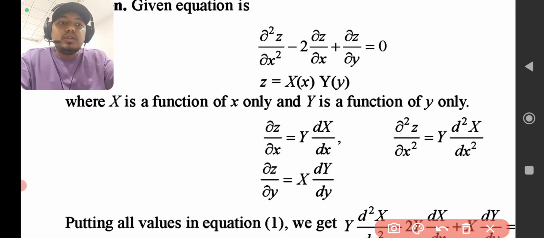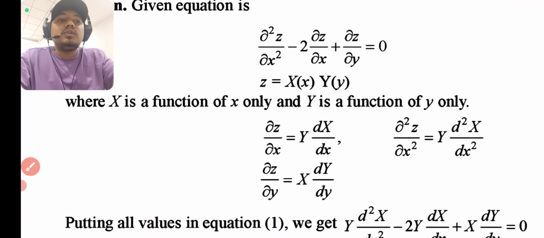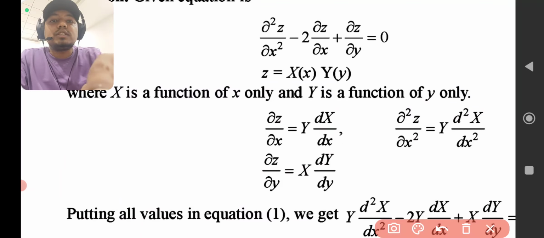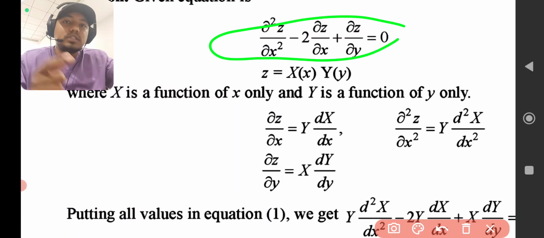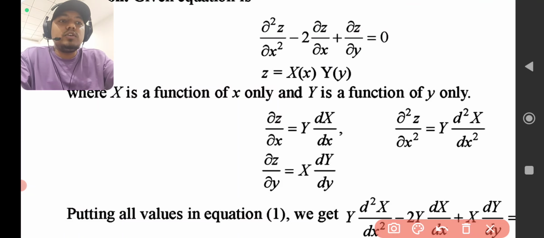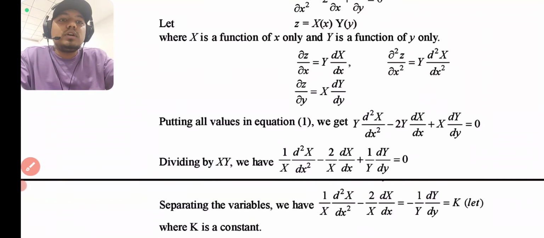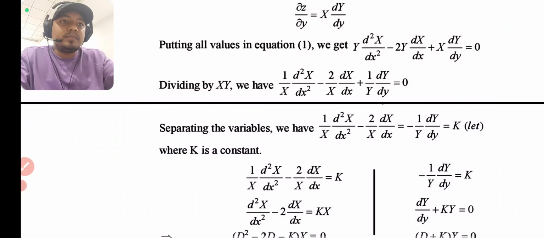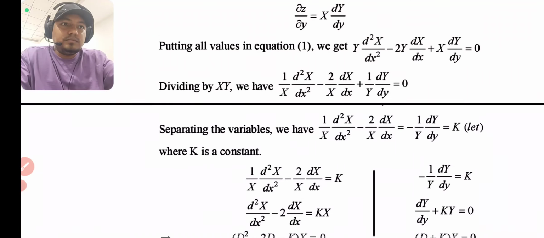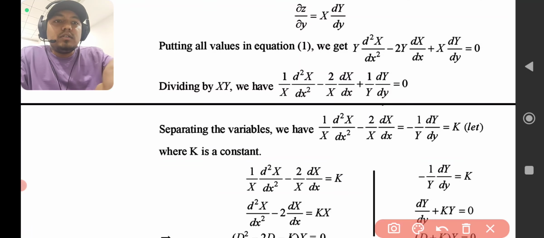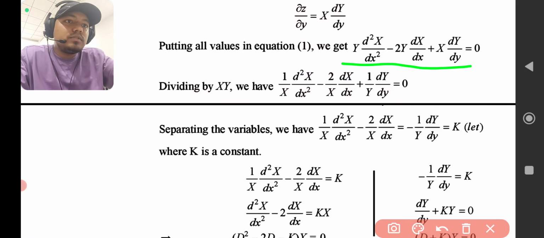Now these three values, whatever you have got, you have to substitute where? In the main equation. Where is your main equation? This is your main equation which was given in the question itself. Substitute them. After substituting, where will you work? After substituting, you have to work for variable separable. So you can see we have substituted the values here.